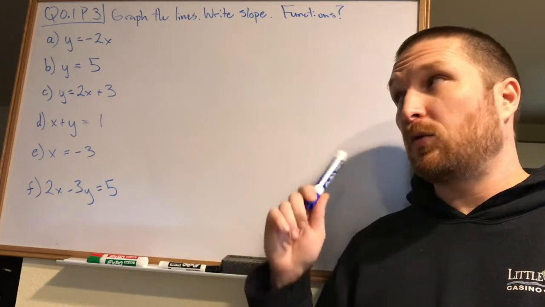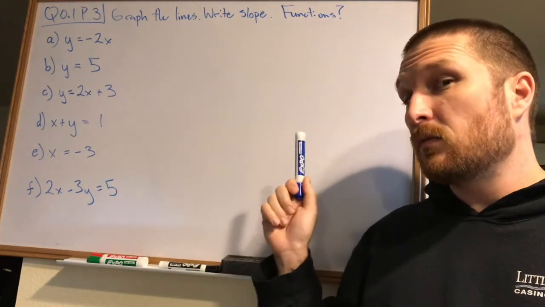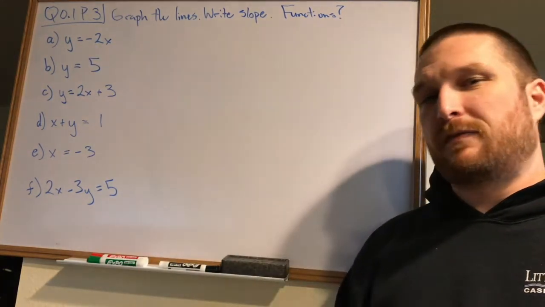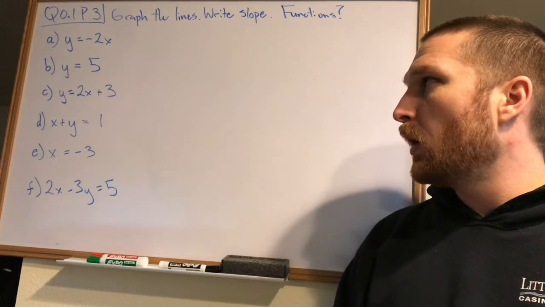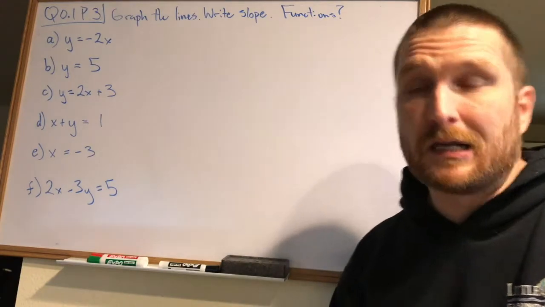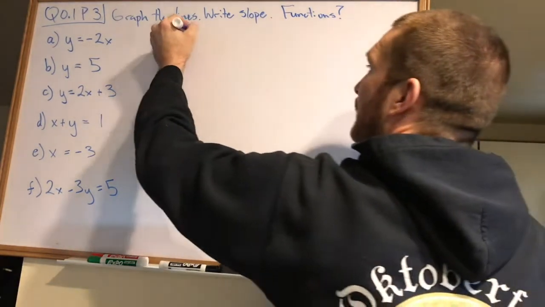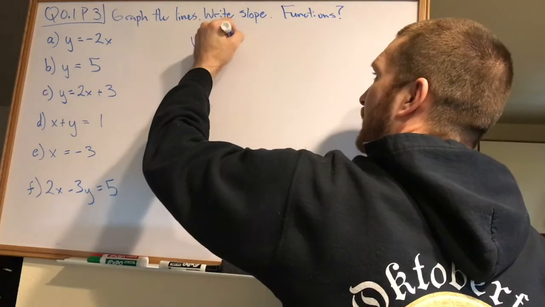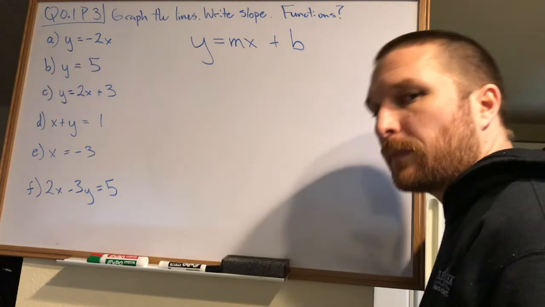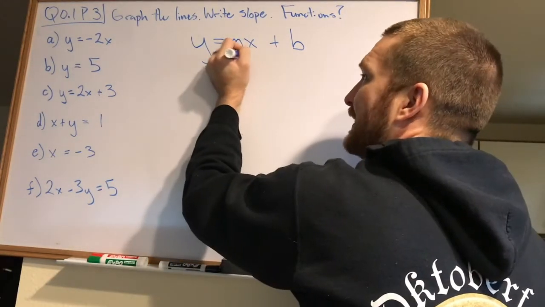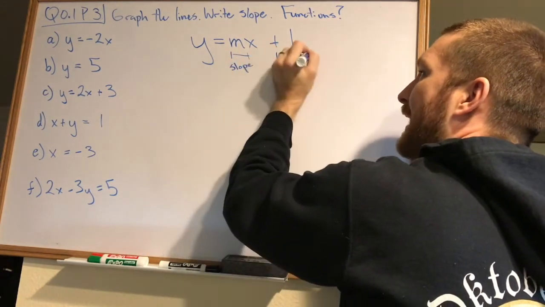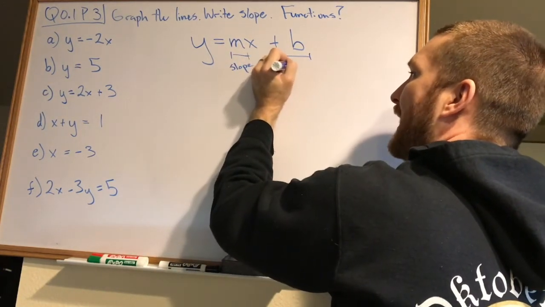Problem 3, graph these lines, write their slope, and then in part G, I say determine if they're functions or not. Okay, so first off, whenever I'm graphing a line, I like to get my line into this form. y equals mx plus b. This is called slope-intercept form, right? Where whatever number that is, we call the slope. Whatever number that is, we call the y-intercept.